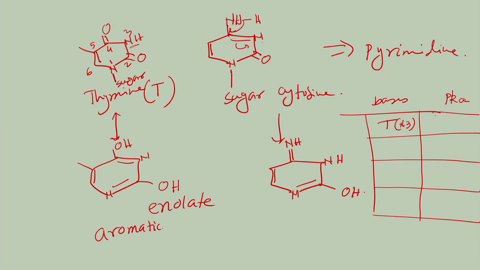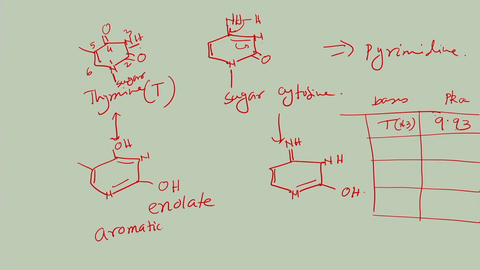The pKa value of N3 of thymine is around 9.93. Now, that means that this NH would be deprotonated if the pH of the solution is above 9.93. If the pH is above 9.93, then the NH would be deprotonated and it will exist as N. Below that pH, it will stay as NH.